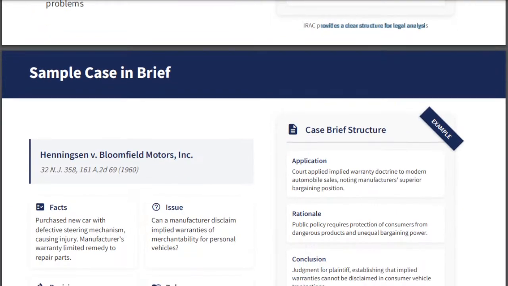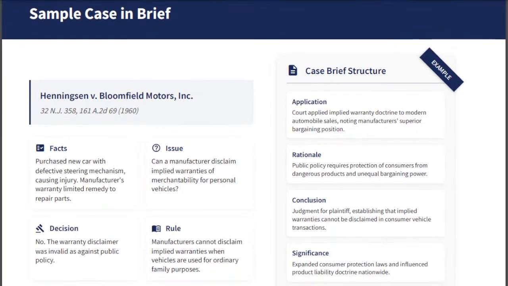So here's a sample case in brief. Let's take a quick look here. This is Henningsen versus Bloomfield Motors Incorporated from 1960. Facts. Purchased new car with defective steering mechanism causing injury. Manufacturer's warranty, limited remedy to repair parts. So that's our facts. Our issue is, can a manufacturer disclaim implied warranties of merchantability for personal vehicles?